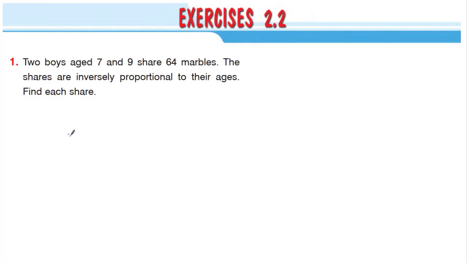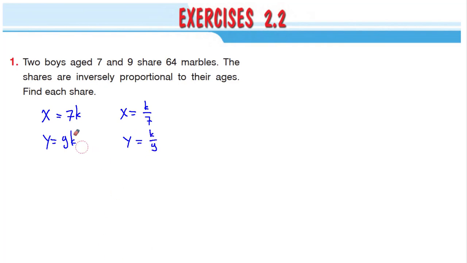Two boys aged 7 and 9 share 64 marbles. The shares are inversely proportional to their age. If it's inversely proportional, if you remember we mentioned, let's say the first boy will get X marbles. We said if it's directly proportional, then he would get 7K and the other boy would get 9K. But it's inversely proportional, so X won't get 7K, X would get K over 7, and the second boy will get K over 9.